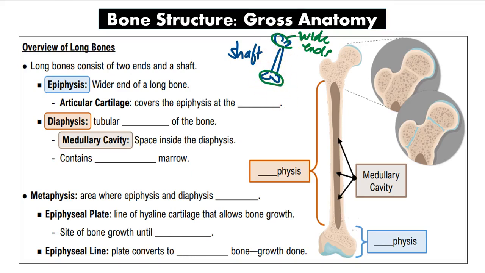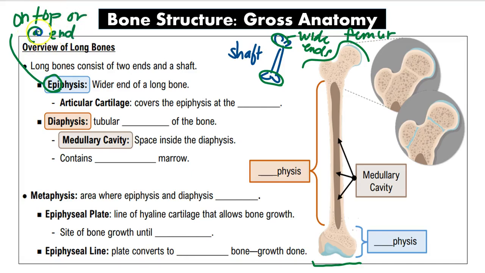And yes, this is going to be our femur bone here. What we can see is a wide end here, a wide end here, and the wide ends are called epiphysis. Now that little epi prefix is going to be regarding something that's on top of or at the end. So when you're thinking of epiphysis, you see that these wide ends of the long bone are going to be at the end of the long bone.